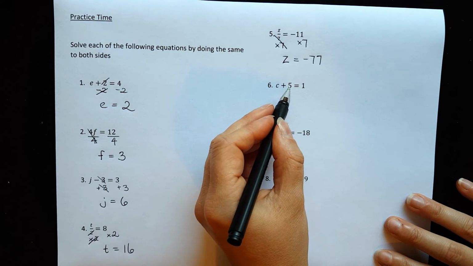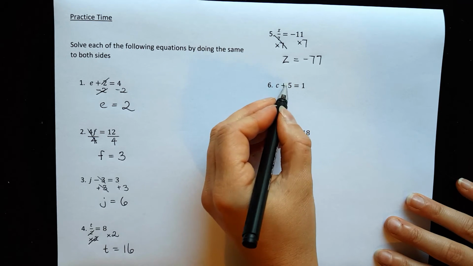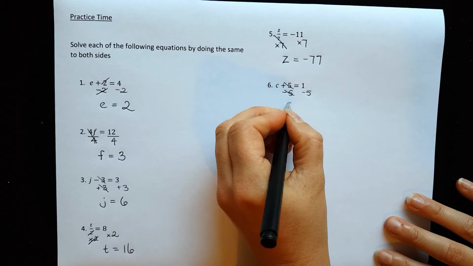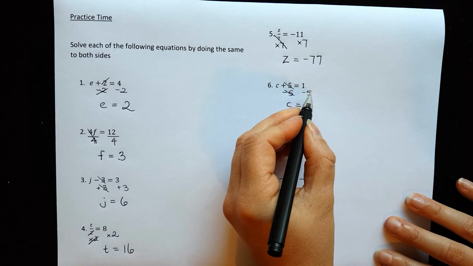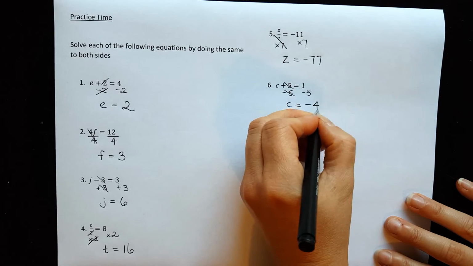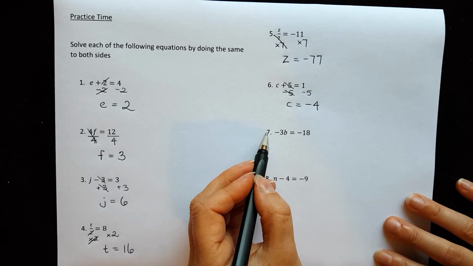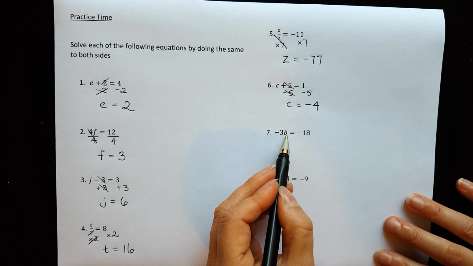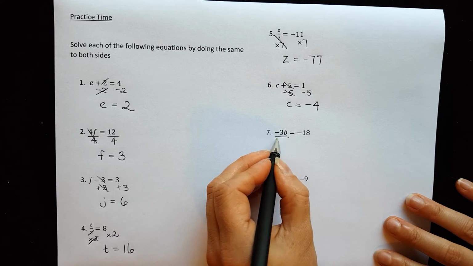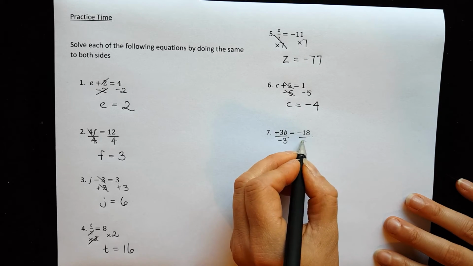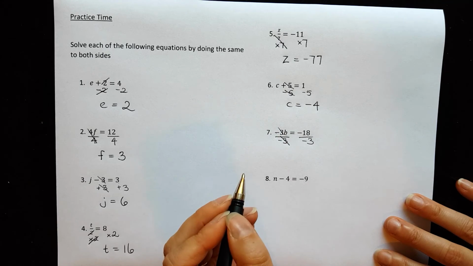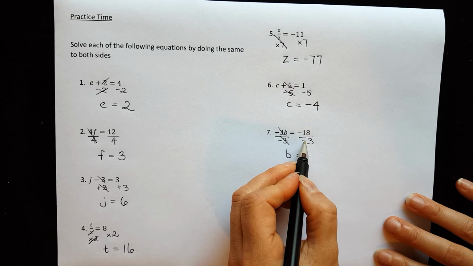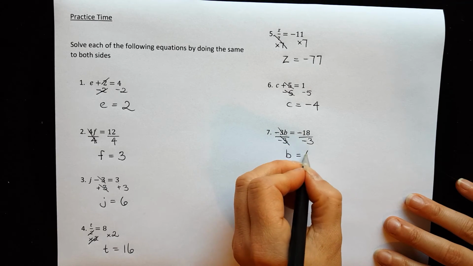6, c plus 5 is equal to 1. The inverse of plus 5 is to minus 5. To both sides, we have to do it to both sides. So c is equal to 1 minus 5, which means we have to go into negative numbers, and we get negative 4. 7, minus 3b is equal to minus 18. That minus 3 is multiplied with the b, so we have to divide by a negative 3 on both sides. They will cancel out, so b will be equal to minus divided by minus will make a plus, and 18 divided by 3 is 6.